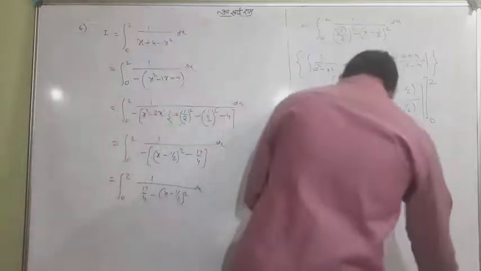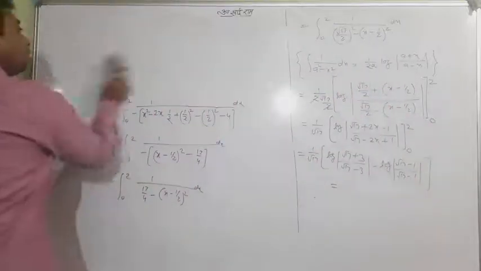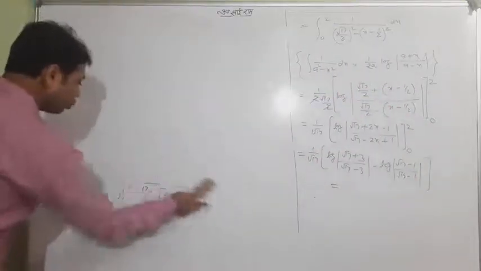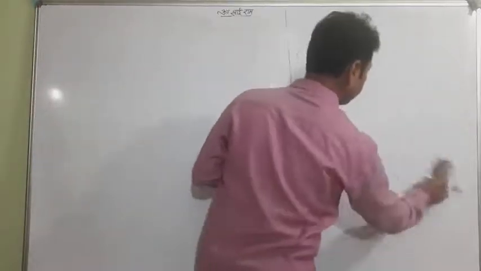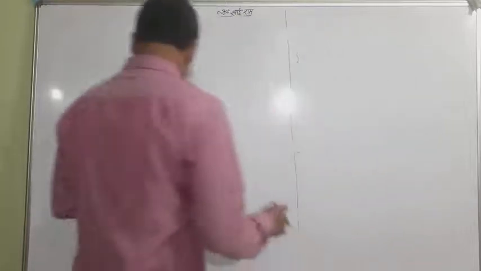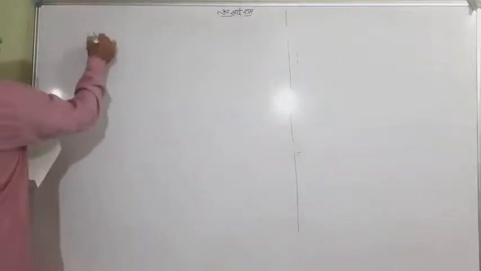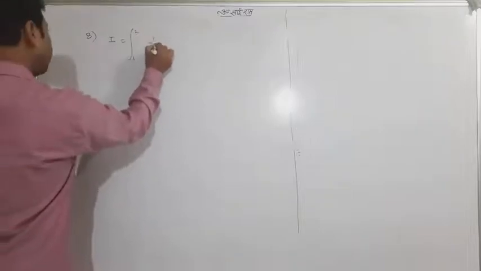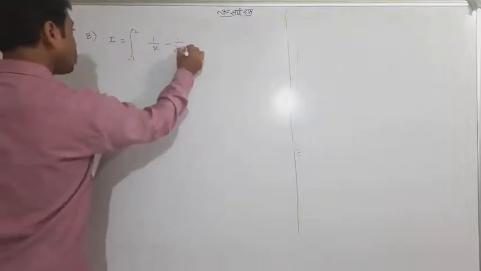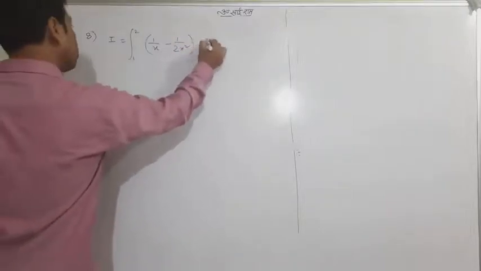One more question, and it's the last from my side. It's the 8th one I'm trying to tell you. 8th question. So the 8th one is again a good question. You can see that it's the integral of (1 by x minus 1 by 2x square) e to the power 2x dx.